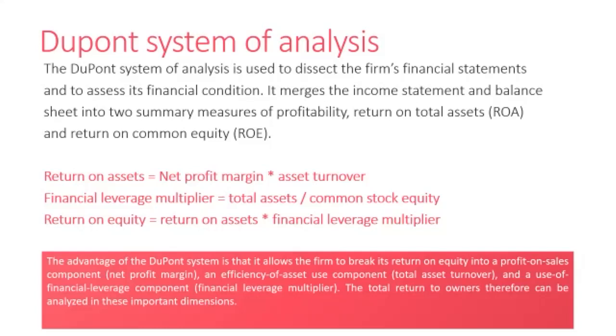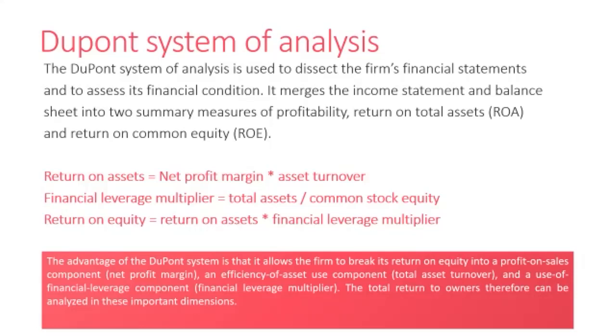And if you go back to the formulas, you'll see what the asset turnover would be: sales divided by total assets. Net profit margin would be net profit divided by sales, right? Financial leverage multiplier, normally it's total assets divided by common stock equity, and we're going to find that in the balance sheet. Return on equity, we use the return on assets, so this is our equation. So return on assets will be sales over total assets multiplied by the financial leverage multiplier.